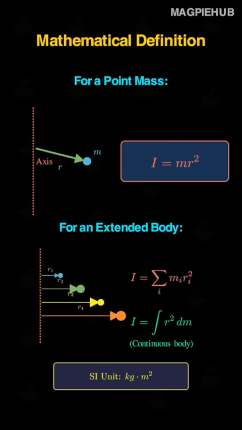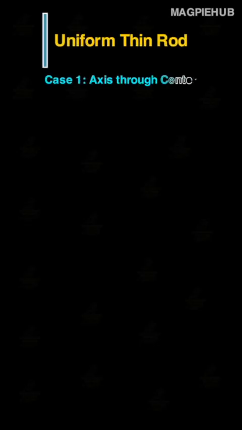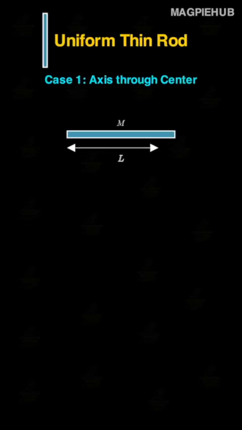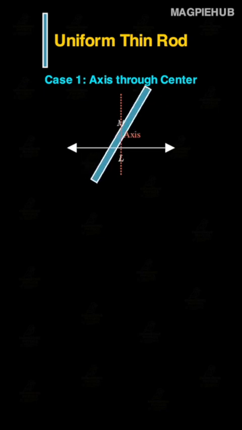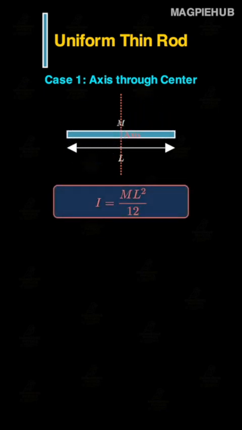The SI unit of moment of inertia is kilogram meter squared. Let's start with the simplest shape, a uniform thin rod of mass m and length L. Case 1. Axis passing through the center, perpendicular to the rod. Using integration, we get I equals mL squared divided by 12.